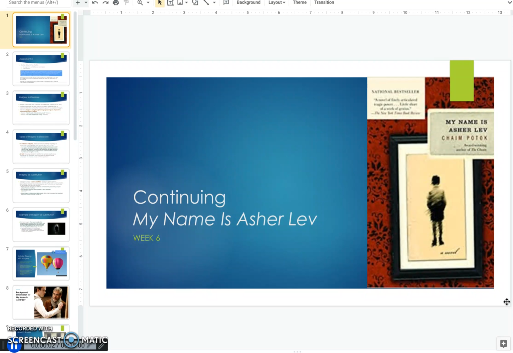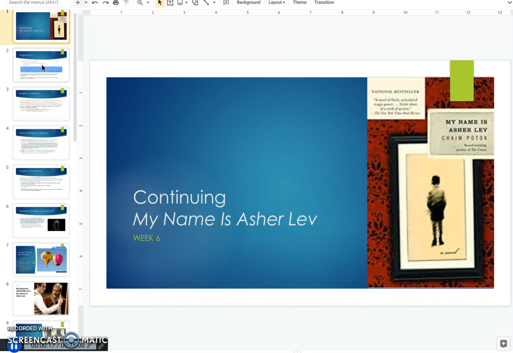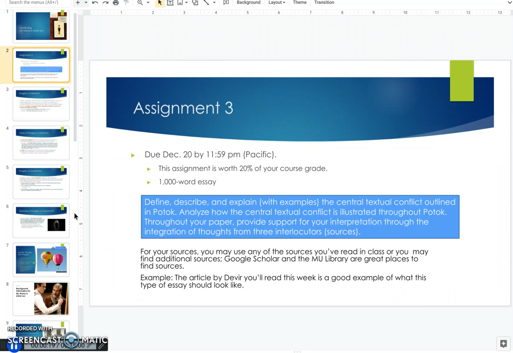Here we go. We're starting week 6, and the focus for this week is going to be on continuing our discussion of My Name is Asher Lev, and specifically we're going to focus on imagery and really getting into the conflict of the story. The reason we're going to be focusing on conflict is because that is the prompt for assignment 3, which is your last paper for this class.